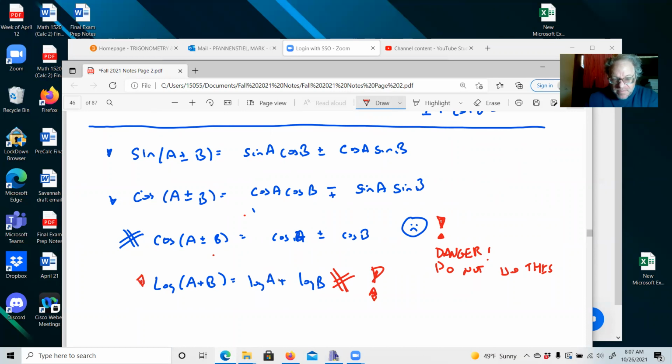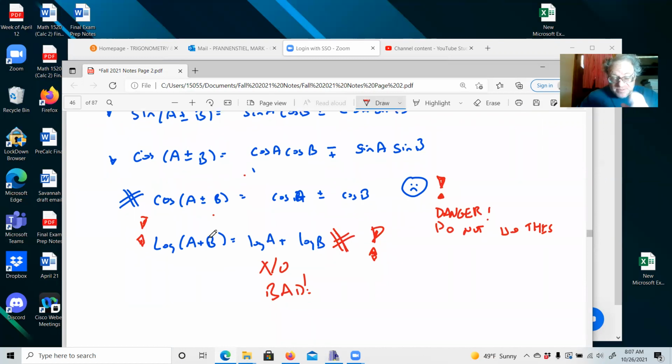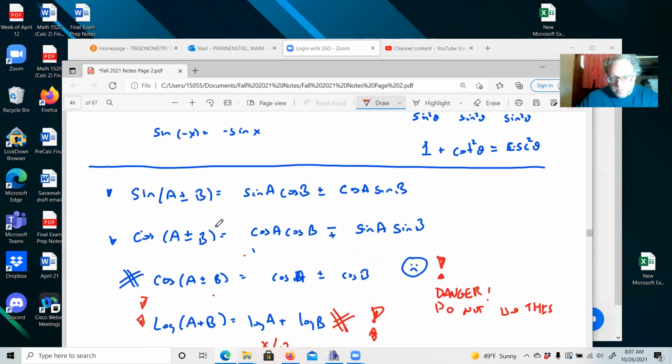No, bad. Just don't do distributing functions through A plus B kind of things. That's what I want to warn you against. You have to be able to use the formulas to get through them.